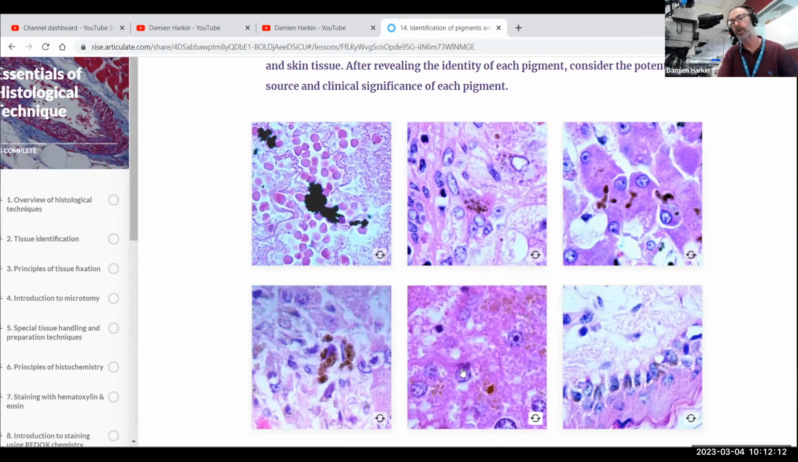And so we'll talk more about how to identify that next week as we talk about the sorts of chemical reactions that can be used to demonstrate those. As it turns out, there's a lot of similarities histochemically between melanin and lipofuscin, which enables us to use fairly similar techniques.